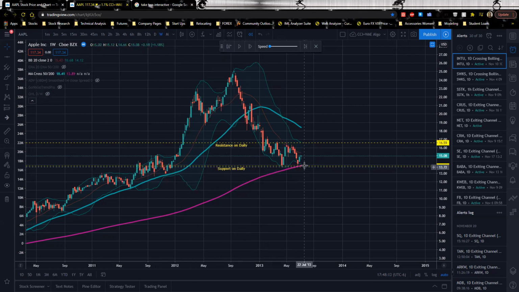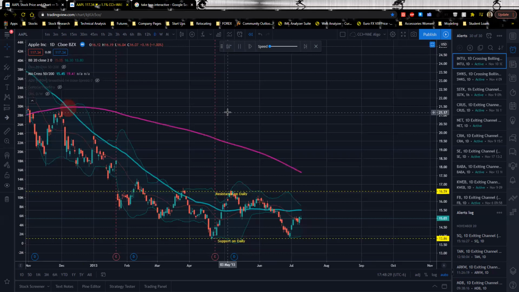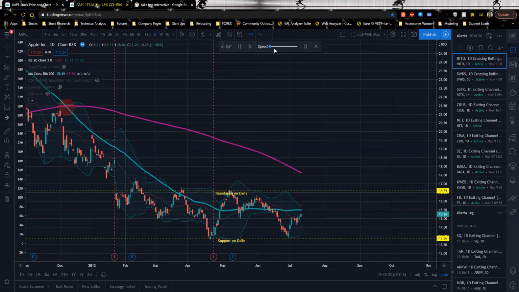So maybe we're trying to get accumulating, get those buy orders to break this resistance. So we go back to the daily though. Let's see how it plays out. This is too slow now. Hold up.